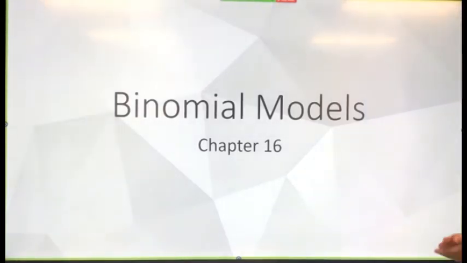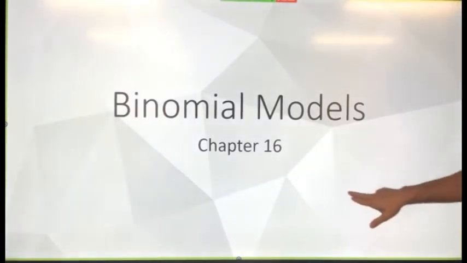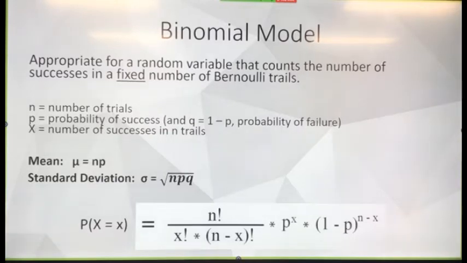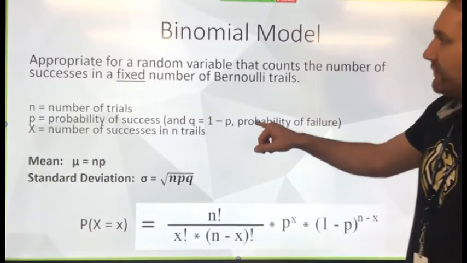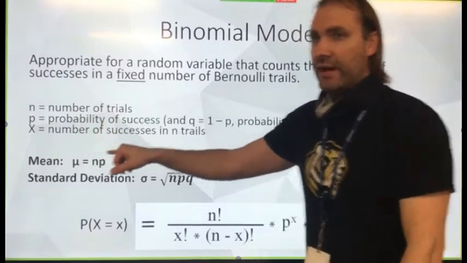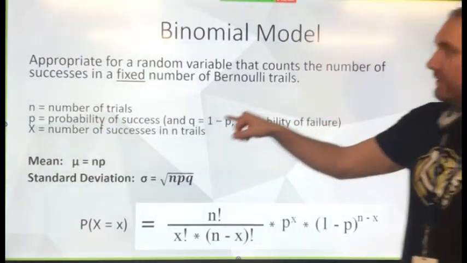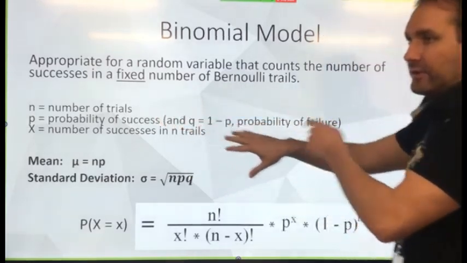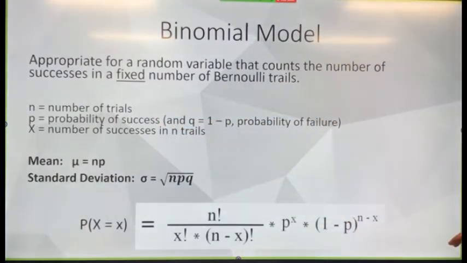As we continue chapter 16, let's look at binomial models. What is a binomial model? It's appropriate for a random variable that counts the number of successes in a fixed number of Bernoulli trials. With geometric, I want to count until I have my first success. With binomial, I have a fixed number of trials and I'm going to count how many times I succeeded in each of these trials. That makes sense?